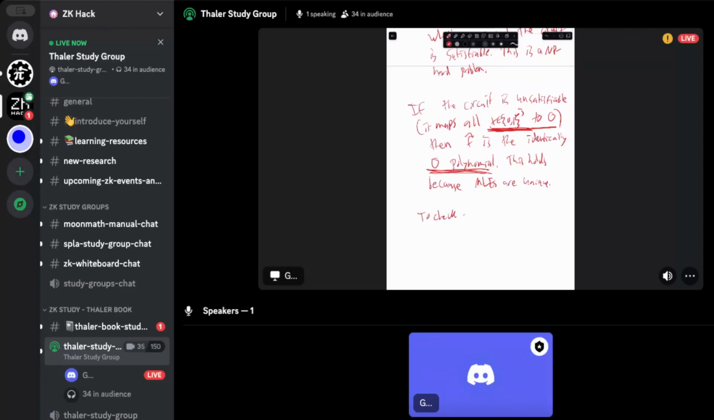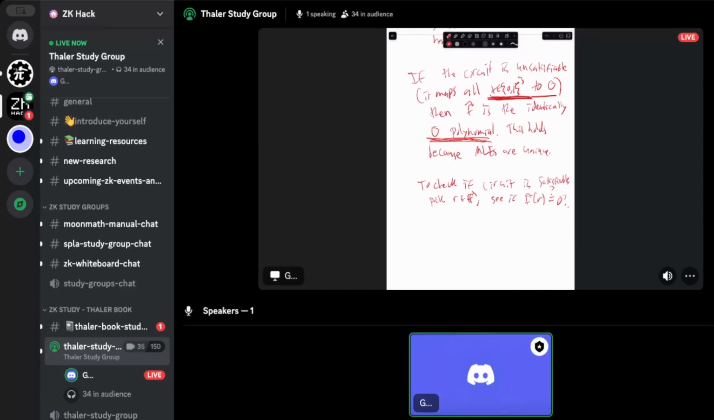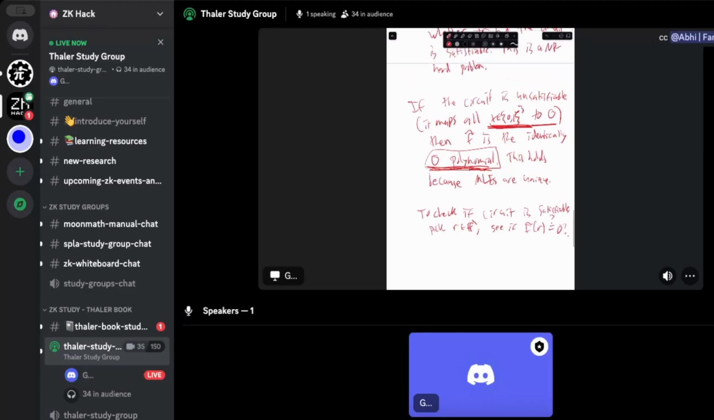Which means, to check if the circuit is satisfiable or not, I would just pick an r at random from the field to the n, and see if f twiddle of r is 0. If the circuit is unsatisfiable, then f twiddle of r will equal 0, because f twiddle will be the all-zeros polynomial. If the circuit is satisfiable, then f twiddle will not be the all-zeros polynomial, and with overwhelming probability, if you evaluate it at a random point, it won't spit out 0, by the Schwartz-Zippel lemma or something.